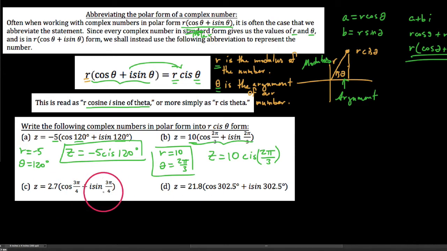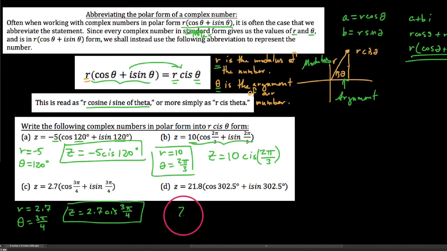Likewise on these last two, I mixed it up a little. Our modulus value here, our distance from the origin, is 2.7 units out, and our argument, the direction it's heading in, is a 3 pi fourths radian direction. So in abbreviated form, Z is 2.7 cis 3 pi fourths. We would read this as 2.7 cis 3 pi fourths, or 2.7 cos i sin 3 pi fourths. This is our polar form number abbreviated.